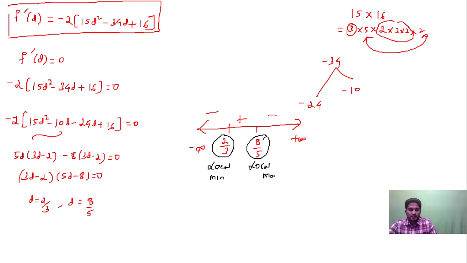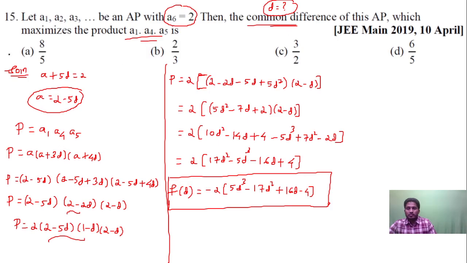So f is maximum. I need to find the value of d which maximizes the product. So f is maximum if common difference d is equal to 8 by 5. That's the answer, guys. Answer will be equal to option A.